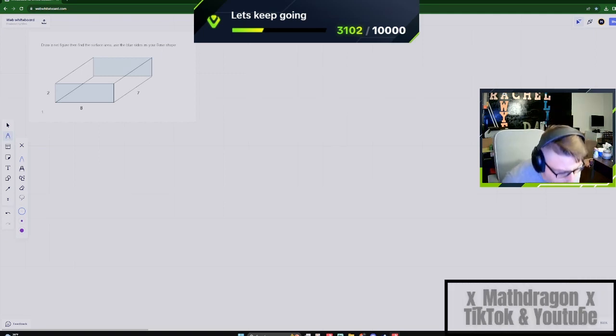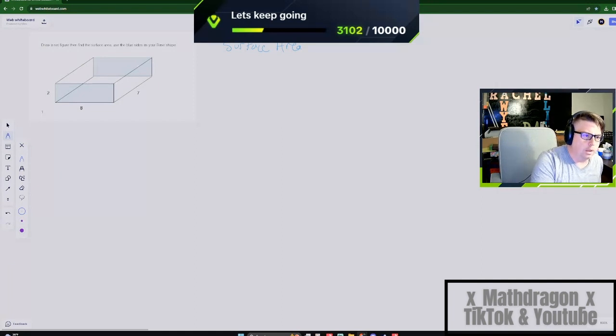All right. So, today we are going to focus on surface area and volume. But we're going to start with surface area first. So when we look at surface area, first thing we want to do is we're going to draw the bottom of our box.